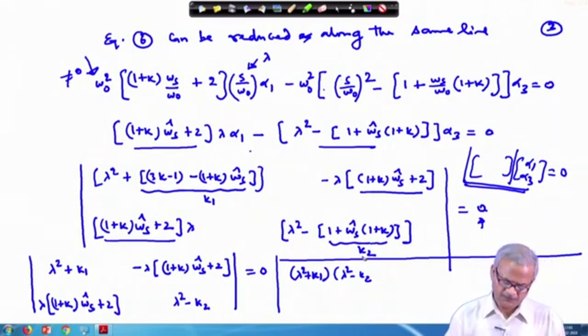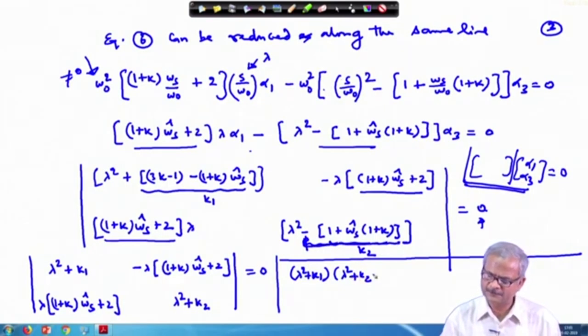So, in this k 2, we will put a plus sign here, so that we include this sign also. There is a minus sign here. So, in the k 2 we will include this sign, so that will make it a little bit more coherent.